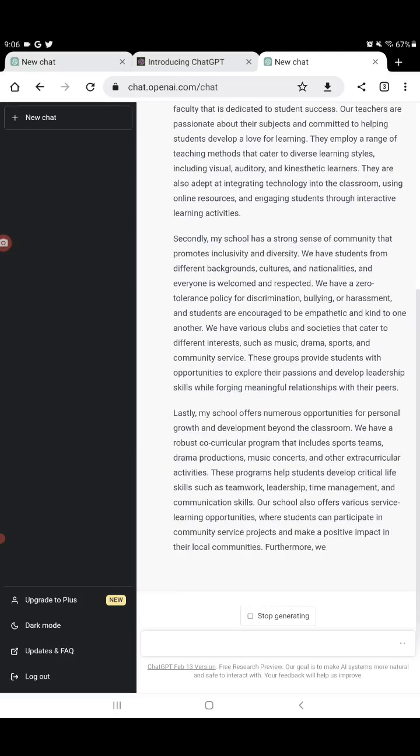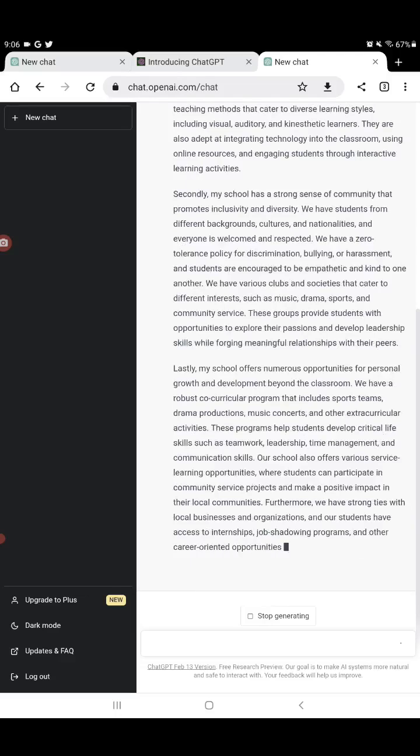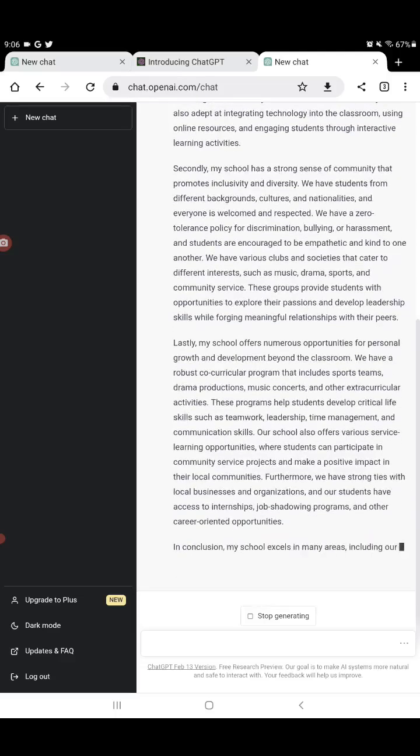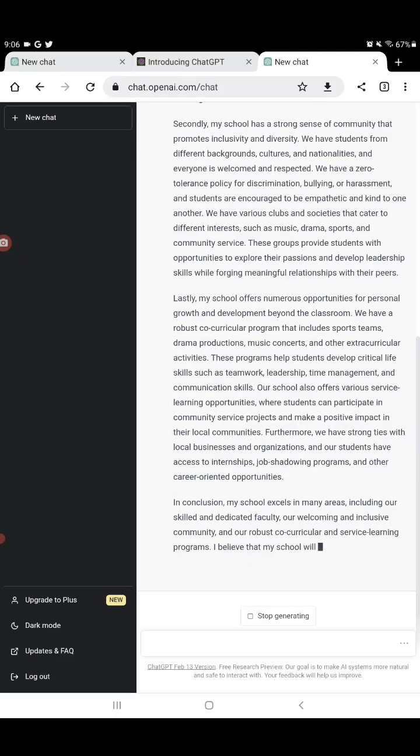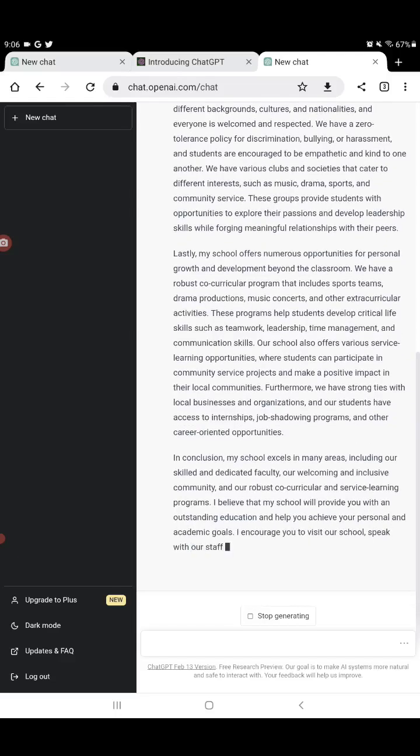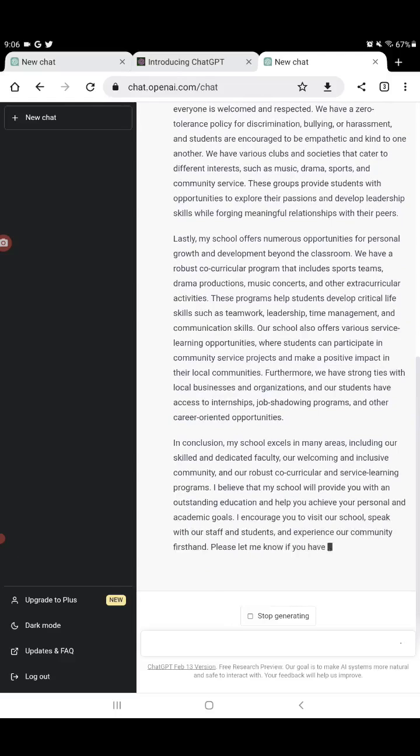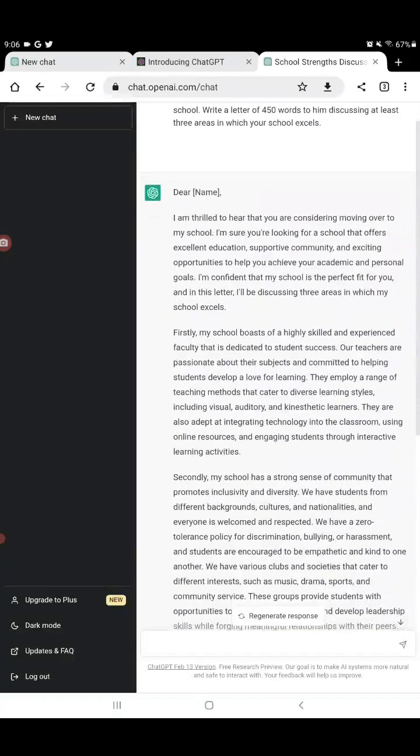So moving now to the conclusion. In conclusion, my school excels in many areas, including our skills. And so after writing the conclusion, you just now put your names. After ChatGPT has finished within 1 minute, it has finished writing now. So happy to help. Best regards, you now put your name here. So after this, you are able to achieve 450 words of letter. So you copy it to where you need it.